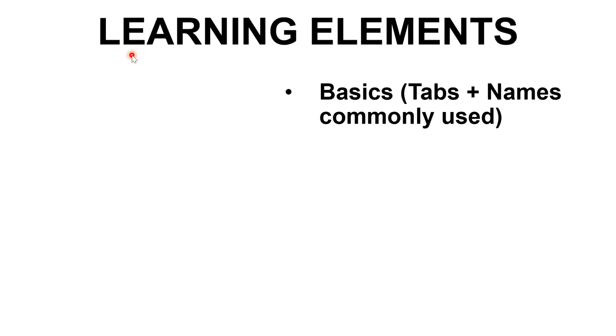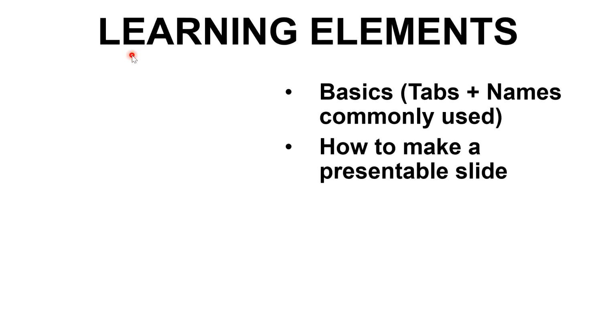Then learning elements: what are we going to learn in one single tutorial and the other. Okay, so in the first we are going to learn about the basics, tab names, commonly used terminology of PowerPoint. Then how to make a presentable slide. If there's not a presentable slide, who would like to see it? If, for example, the background is white and we are writing the text also in white, of course we won't be able to see the text, so how can it be a presentable slide?